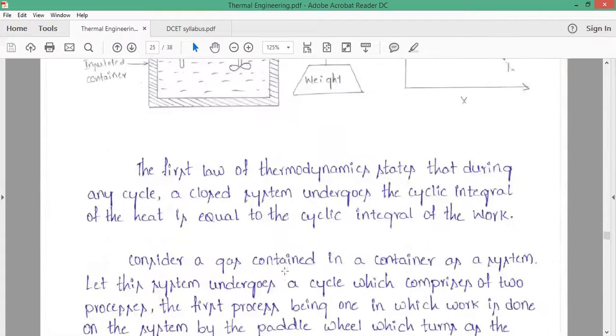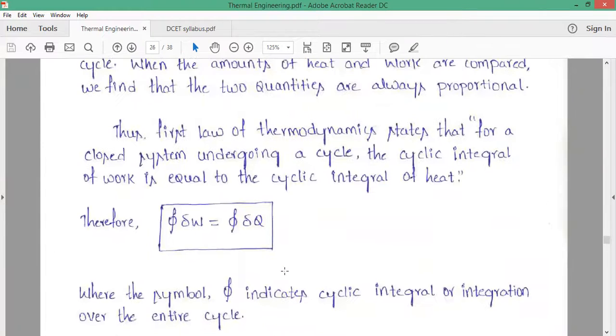First one, let's discuss the first law of thermodynamics for a closed system undergoing a cyclic process. For a cyclic process, the cyclic integral of heat is equal to the cyclic integral of work. If I consider an IC engine, it consists of 4 processes. In two processes, we came across work interactions. In two processes, we came across heat interactions. Now, this constitutes a cycle.